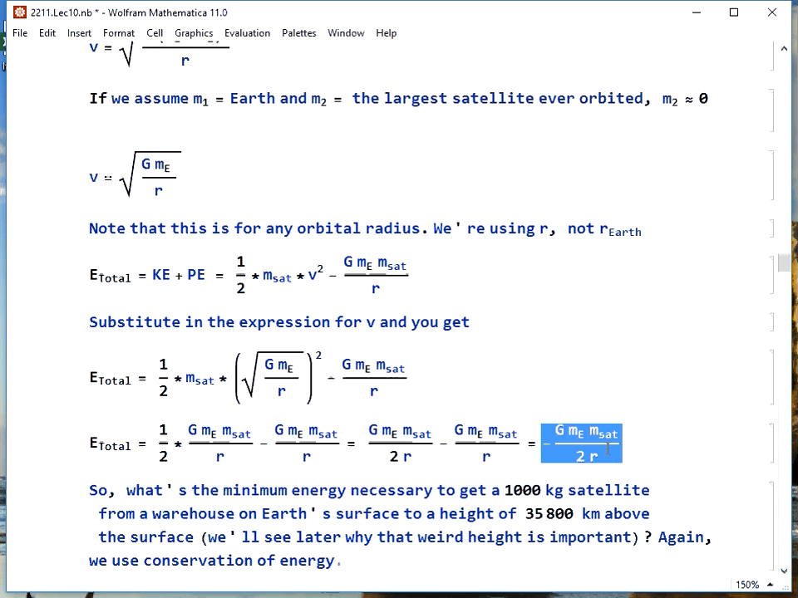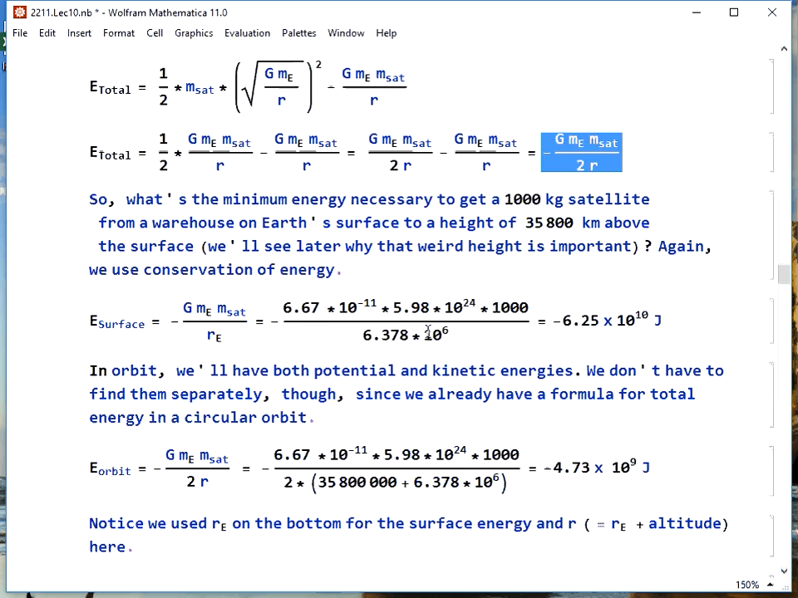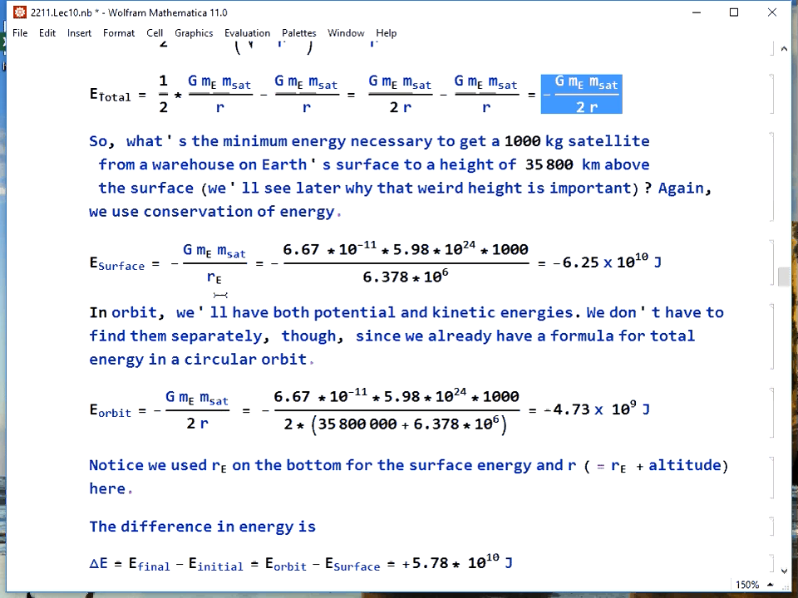So anything in circular orbit is still going to have negative total energy, and that's what's called a bound orbit. It can't just leave. You have to invest energy. What we can use for this: what if we have a 1,000 kilogram satellite in a warehouse on Earth's surface, and we want to move it to a height of 35,800 kilometers above the surface? That's an interesting height that we'll see later.